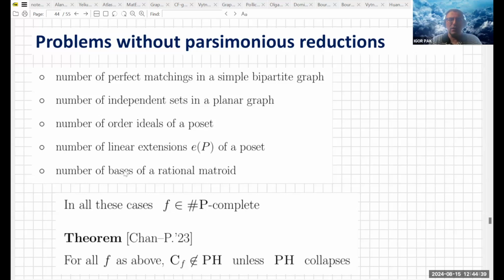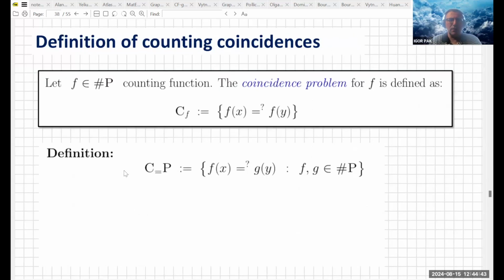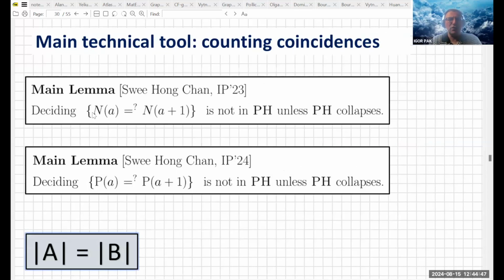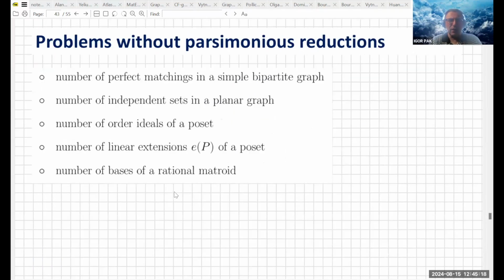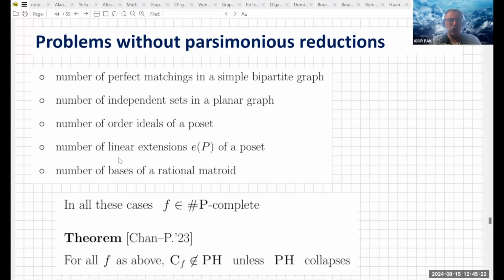And now you can see how that matches up back to here. So those two lemmas are very, very close to this result. This lemma is saying these two numbers of linear extensions, yes, they're from the same poset, but those are two different sets of linear extensions. And this coincidence is, yes, from the same matroid, but those are two different sets of bases in the matroid. And what we do is essentially we use this result that I showed to you for linear extensions and for rational matroids, and we embed this result into the main lemma that I showed you before.